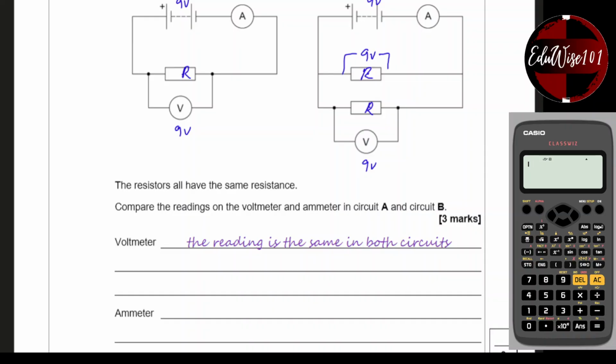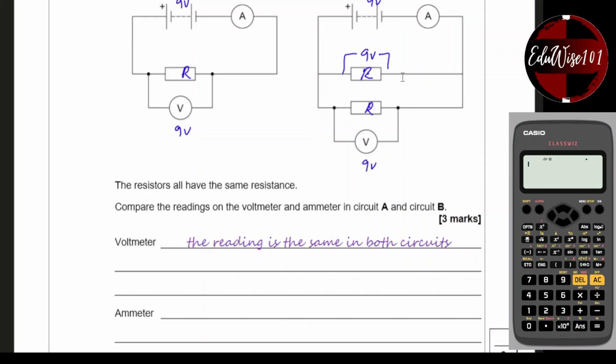What about the ammeter reading? Now, the ammeter measures the current. There's only one resistor here, so it's going to give you a certain amount of reading. What happens to the current if you attach another resistor in parallel? Now, what you need to remember is what happens to the current if you attach another resistor in series here again in circuit A. Well, if you add two resistors, the overall current actually goes down if it's in series.